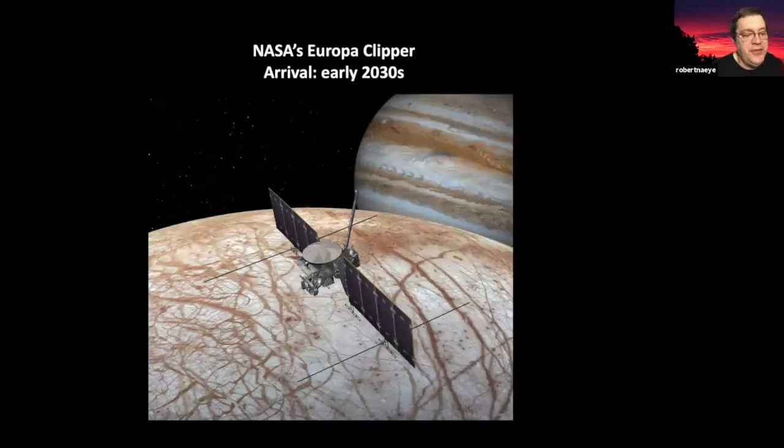So NASA is planning a mission in the early 2030s called Europa Clipper. Now it's going to orbit Jupiter, but it'll fly by Europa 44 times over several years. It'll image almost the entire surface at high resolution. It'll measure the ice thickness so scientists can identify where the ice is relatively thin. It'll also fly through these plumes I talked about and measure their composition.